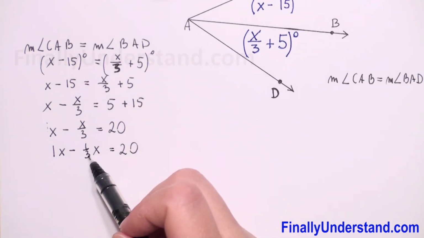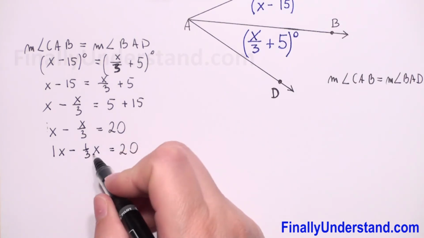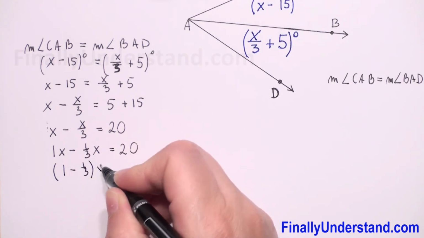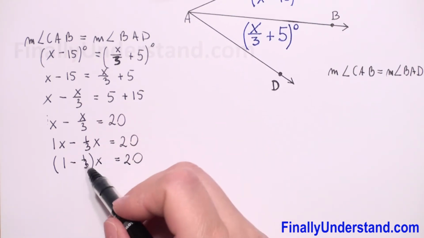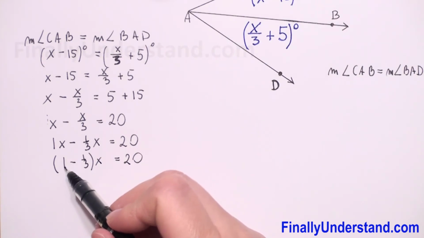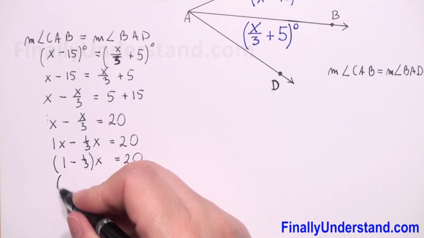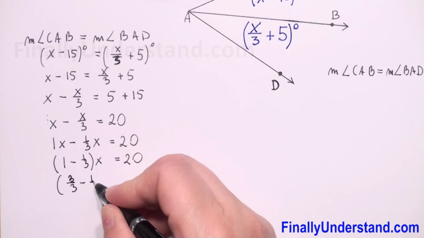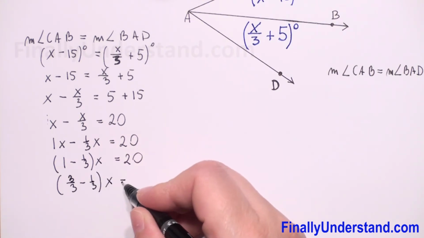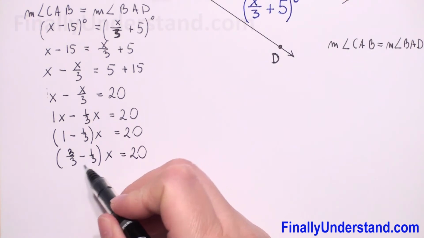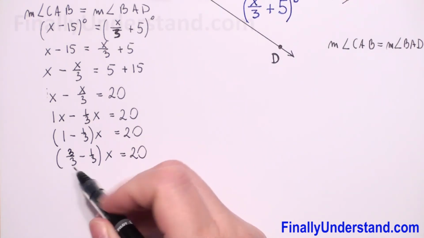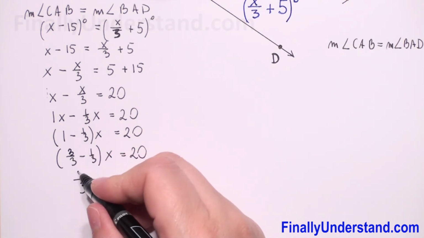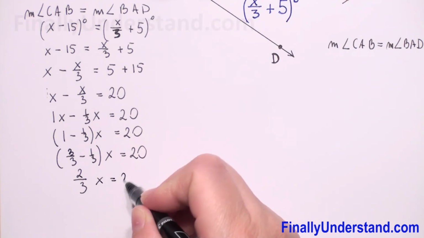We can factor out x, and in parentheses we will have 1 minus 1/3. This is equal to 20. You can find the common denominator, which will be 3 over 3. So we can change 1 to a fraction: 3 over 3 minus 1/3, times x, is equal to 20. We have the same denominator, so we copy the denominator and subtract the numerators. We have 3 minus 1 is 2, and x we copy, is equal to 20.